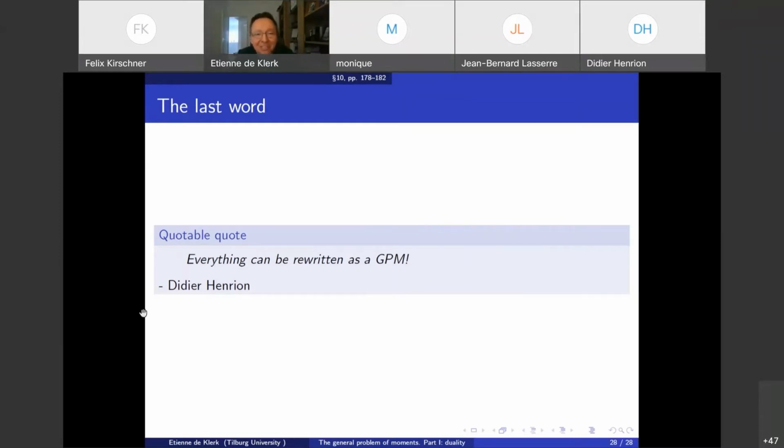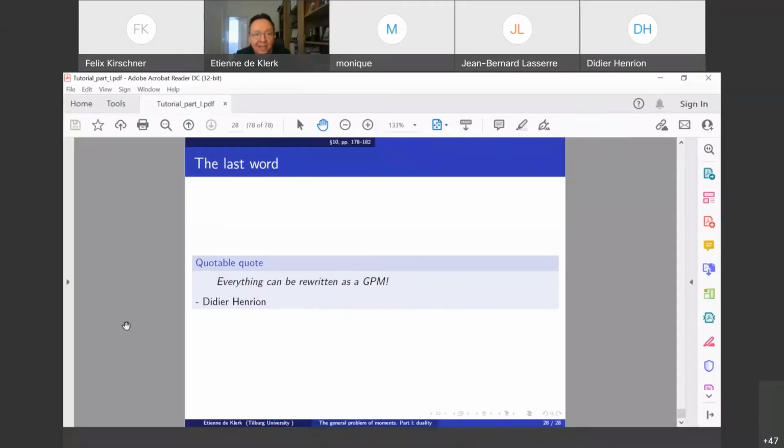So this is a good way to bring us to the second part of my tutorial. Just to get started, for the second part, I'm going to talk specifically about one application of GPM, but as you can gather from Didier's comment, there are many more. So let me just switch.